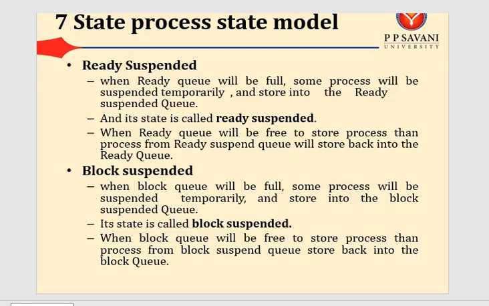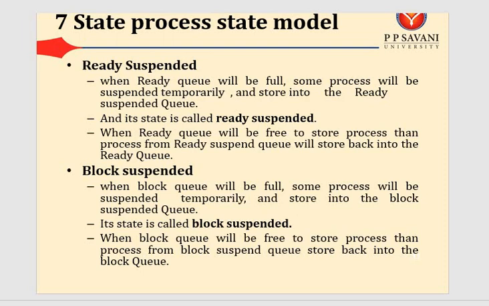Now we have already discussed the 5-state process life cycle diagram, or process state model. Now we have to add two more states, known as ready suspended and block suspended. This gives a 7-state process state model. So let's discuss the first state, that is ready suspended.